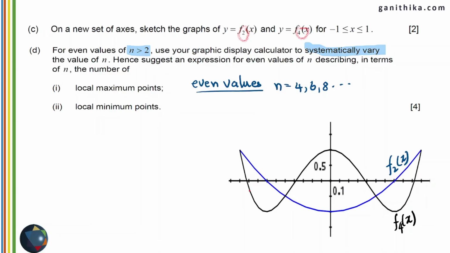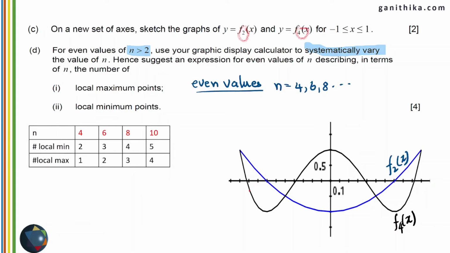Now sketch the graphs of f6 of x and f8 of x, f10 of x, and check how many local maximum points and how many local minimum points you are getting in each case, and make a table like this. n equal to 4, 6, 8, 10. Number of local maximum is 1 for n equal to 4. Number of local minimum is 2 for n equal to 4, and so on. You can check this table and compare it with your table and see that you have got the same answer.